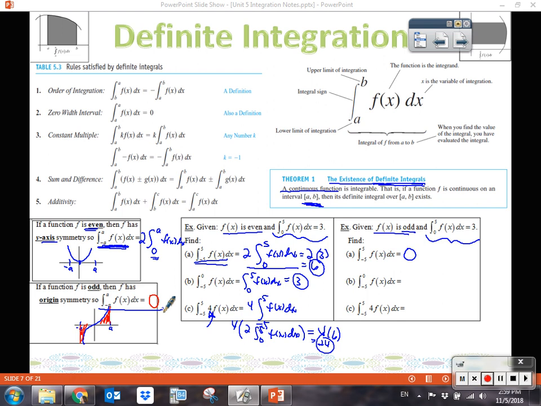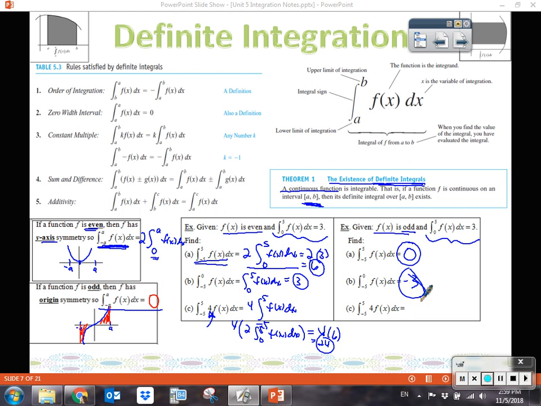Okay, so now let's think about this. I know from 0 to 5 it's 3. What do you think about from negative 5 to 0? What would that look like? Yeah, that would be negative. So that's going to be negative 3.